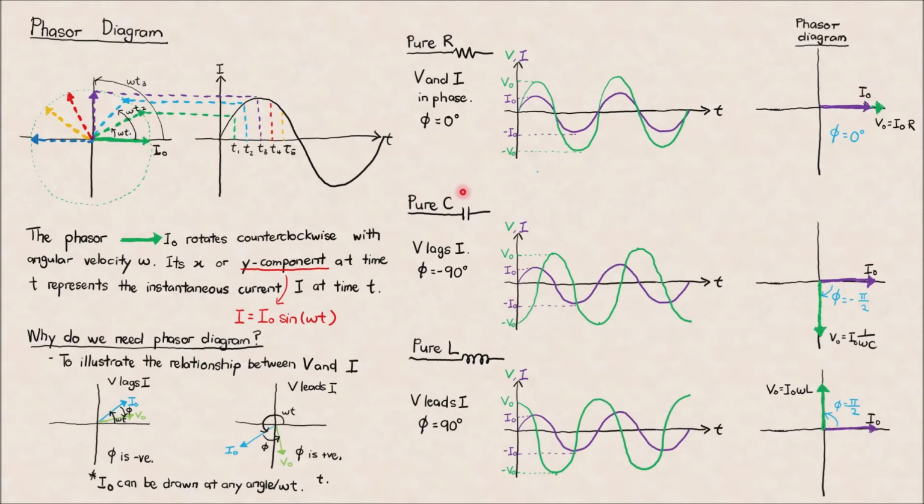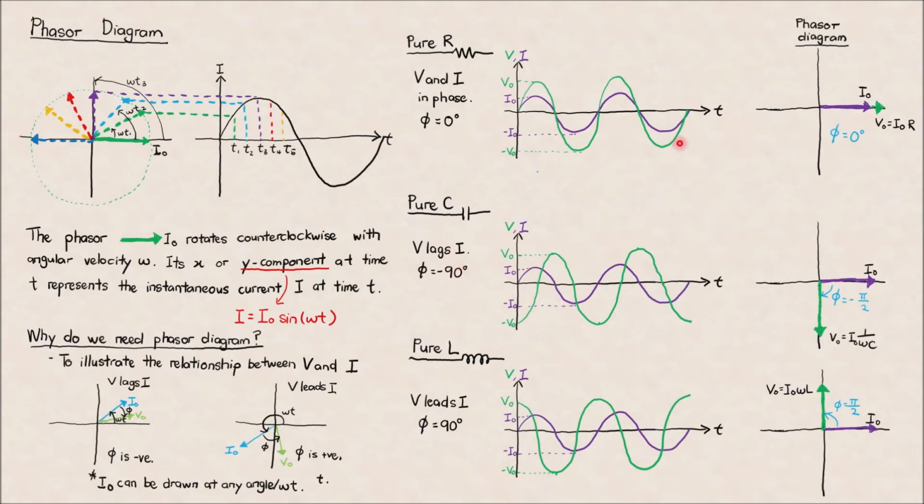Moving on to the pure C circuit, where you connect a capacitor to the AC circuit, you see that V lags I by 90 degrees. The peak for V happens later compared to the peak of I. So I happens earlier, V happens later for the peak. In this case, you say V lags I by 90 degrees. Because it lags, the phase angle is negative 90 degrees.